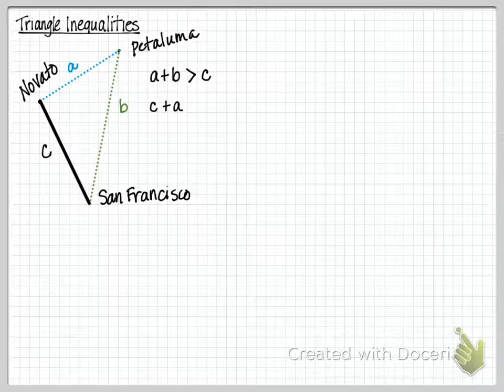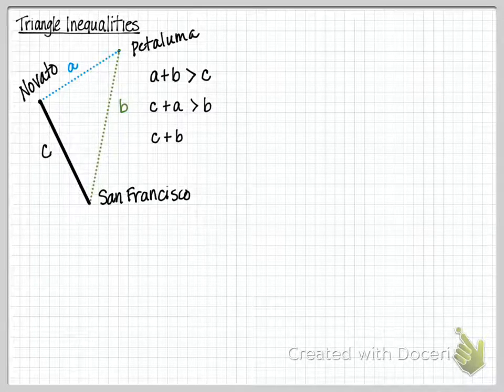We could, on a separate trip, travel from San Francisco to Novato and then to Petaluma. So we'd be going from San Francisco, then to Novato, then to Petaluma. So we'd be traveling C and then A. But that is longer than if we went straight from San Francisco to Petaluma.